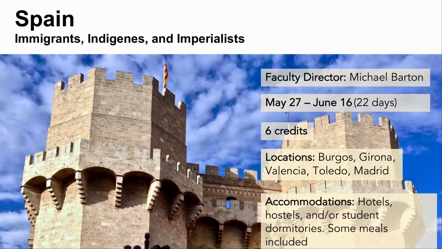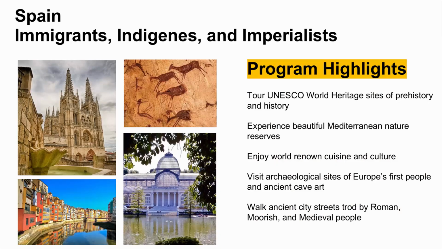And finally, we have a new exciting program in Spain called Immigrants, Indígenas, and Imperialists, which is directed by Professor Michael Barton during May 27th to June 16th, so 22 days, also worth 6 credits. This program explores issues of immigration and colonialism facing the modern world through the vibrant, dynamic history of Spain. You'll stay in 5 different cities: Burgos, Girona, Valencia, Toledo, and Madrid. You'll use a variety of accommodations, including hotels, hostels, and/or dormitories. And some meals will be included in this program as well.